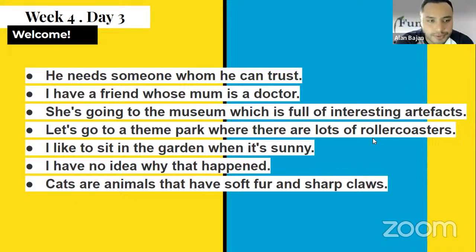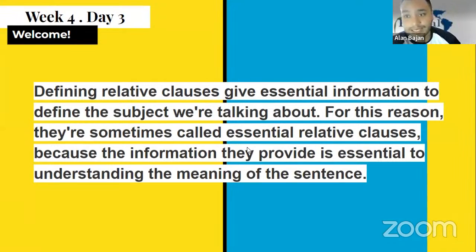Very good. So focus on these examples to understand the defining clauses, the relative defining clauses. Let's go back to the definition. It says, defining relative clauses give essential information to define the subject we are talking about. For this reason, they are sometimes called essential relative clauses because the information they provide is essential.